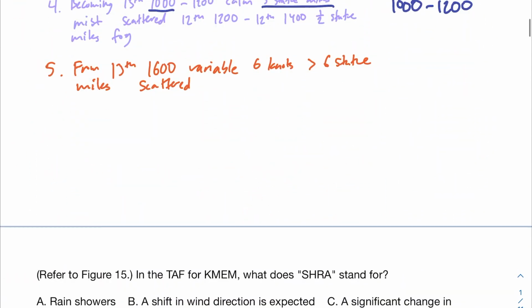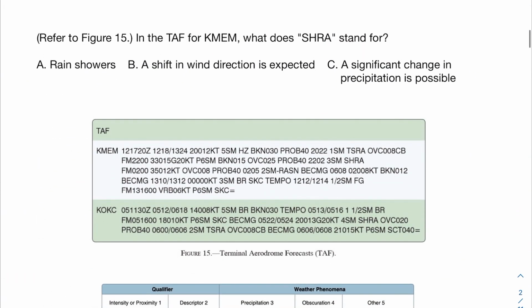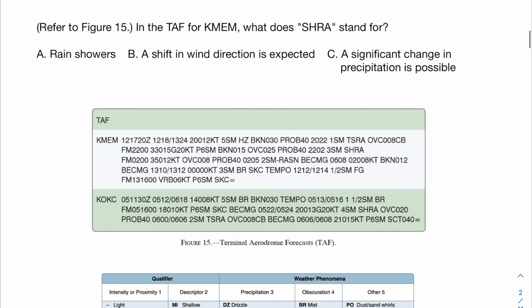Moving on to the next problem, we have this problem that says, in the TAF for KMEM, what does SHRA stand for? And we have 3 options. So first, let's go ahead and find where SHRA is. To me, that looks like some sort of weather condition. Here we have TSRA, not quite what we're looking for. Then awesome, right here we have SHRA. Like I mentioned, I think this is weather conditions.